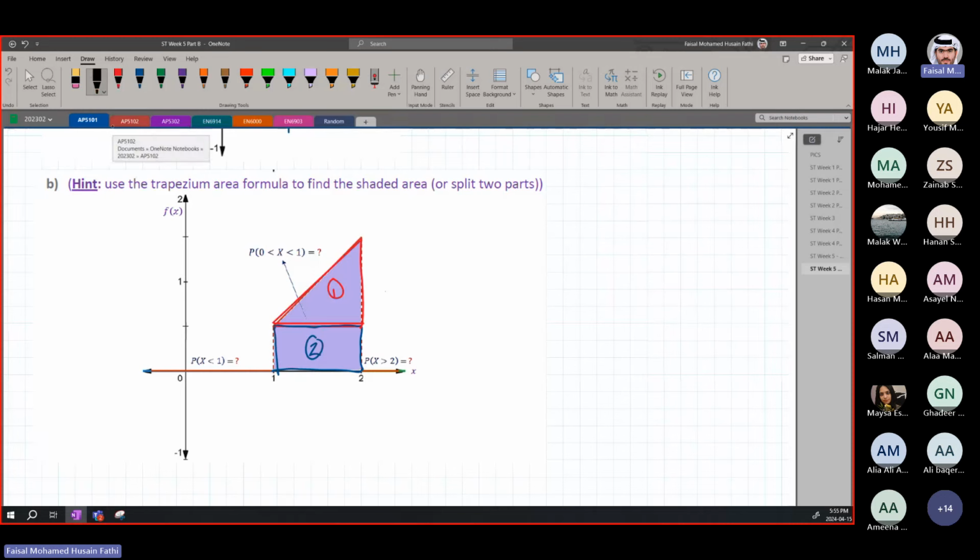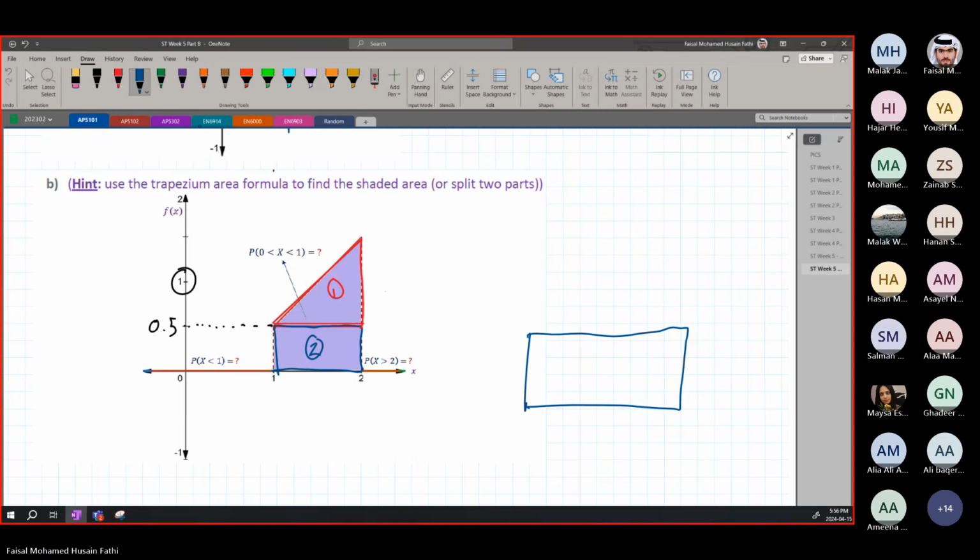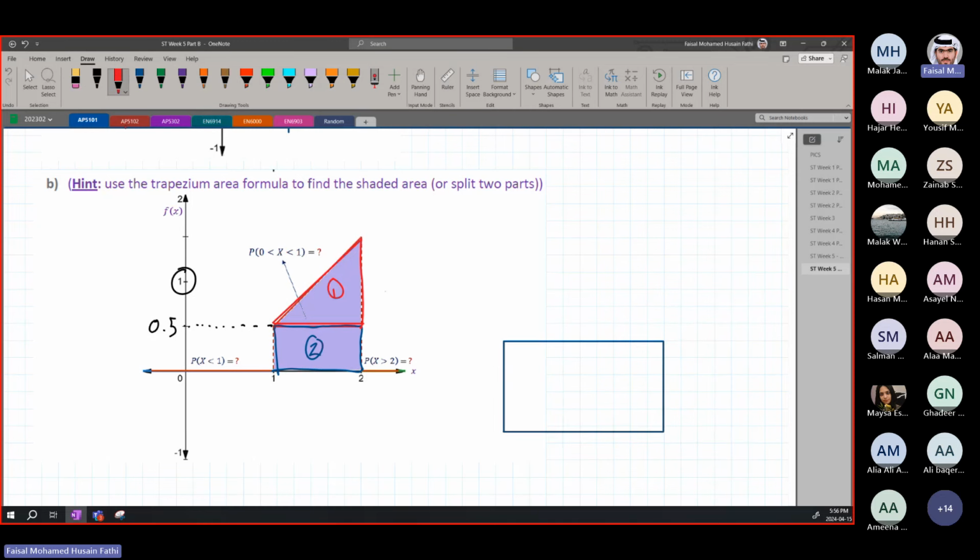So the trick here is to know your dimensions, your sizes. So here it says 1. So this has to be 0.5, this distance over here. Here it's from 1 to 2. Okay, so if I just draw this square part or rectangular part at the bottom, the rectangular part is going to look like this. All right, it starts from 1 to 2.